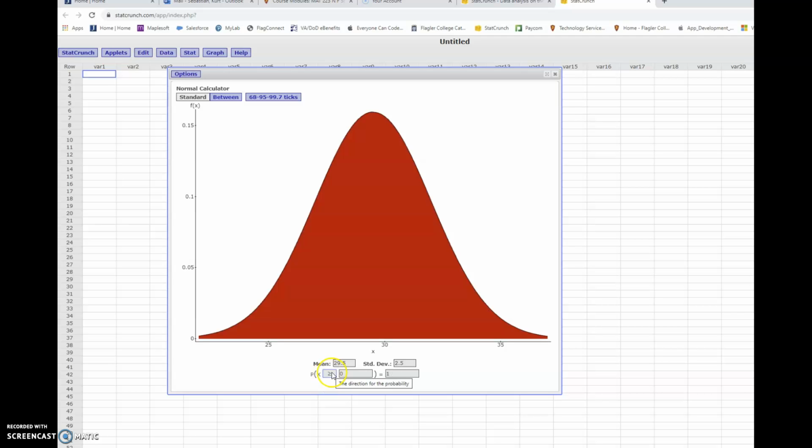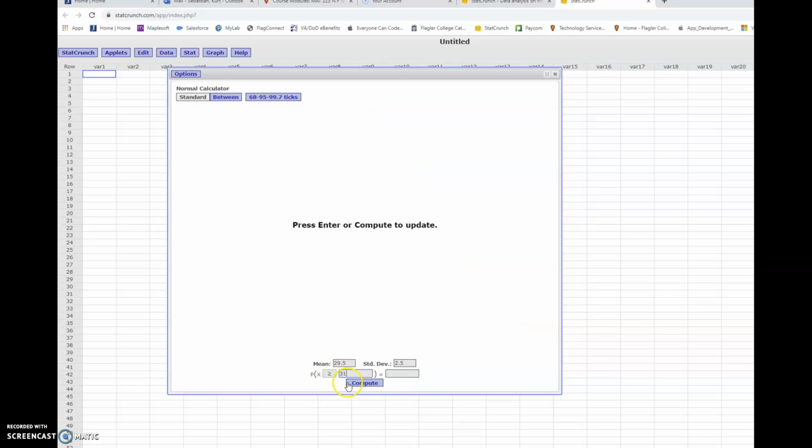It doesn't matter about greater than or equal to or just greater than, because the area under any one point for the curve is 0, so don't worry. For a continuous distribution, you don't have to be that careful about greater than or equal to or greater than, etc. Now we want it to be greater than 31.